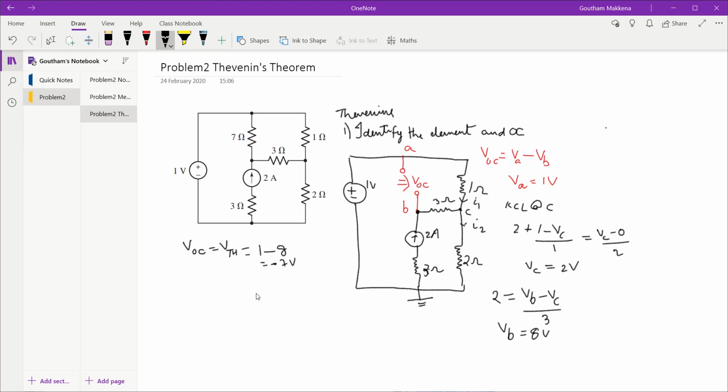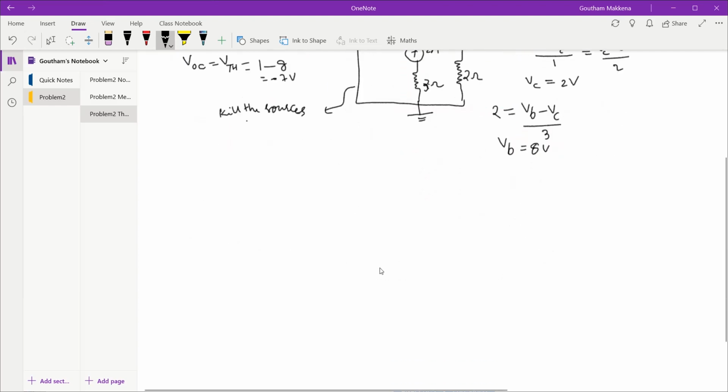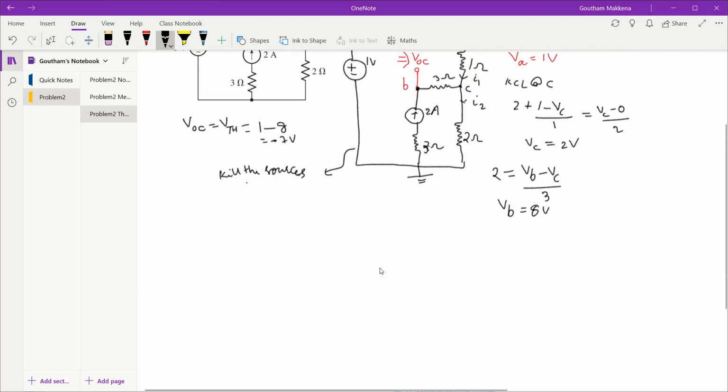Remember, while finding RTH, we have to redraw the circuit in which the element has been removed and kill the sources. So now we have to take this circuit and kill the sources, and looking through those two terminals A and B, I have to find out the equivalent resistance. So that becomes RTH. Let me redraw the above circuit by killing the sources.